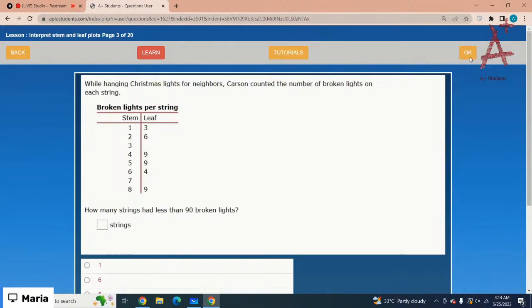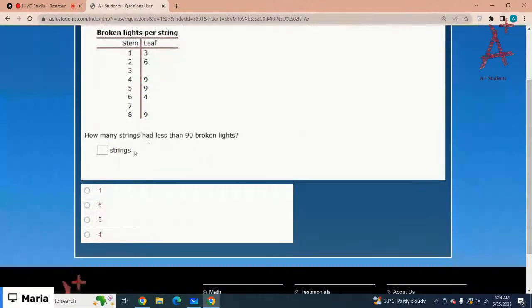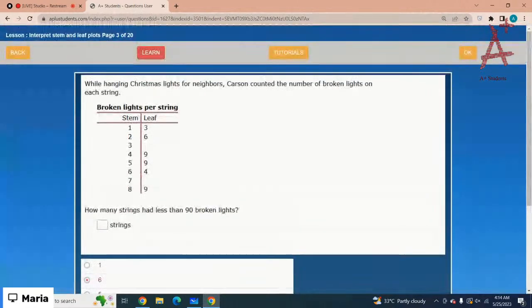While hanging Christmas lights for neighbors, Carson counted the number of broken lights on each string. How many strings had less than 90 broken lights? So you have to count the numbers that are less than 9. So it would be 1, 2, 3, 6. The correct option is 6. All the values are less than 90. Just count them. You have 6 values.